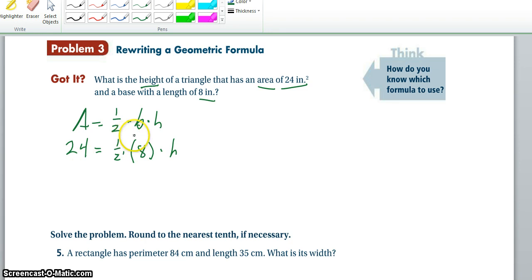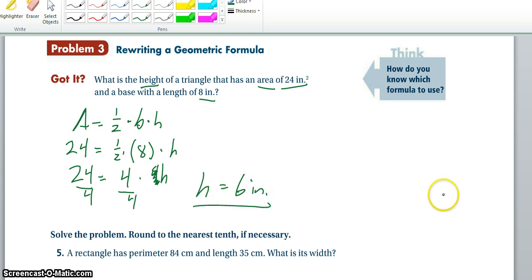I always tell my students to do what's easy. Well, half of 8 is easy. So 24 equals 4 times h. Since these are attached together through multiplication, we can divide. And when we divide by 4, 24 divided by 4 gives me that the height of this triangle should be 6. And because this was in inches squared and that was in inches, we know that my label will be inches.